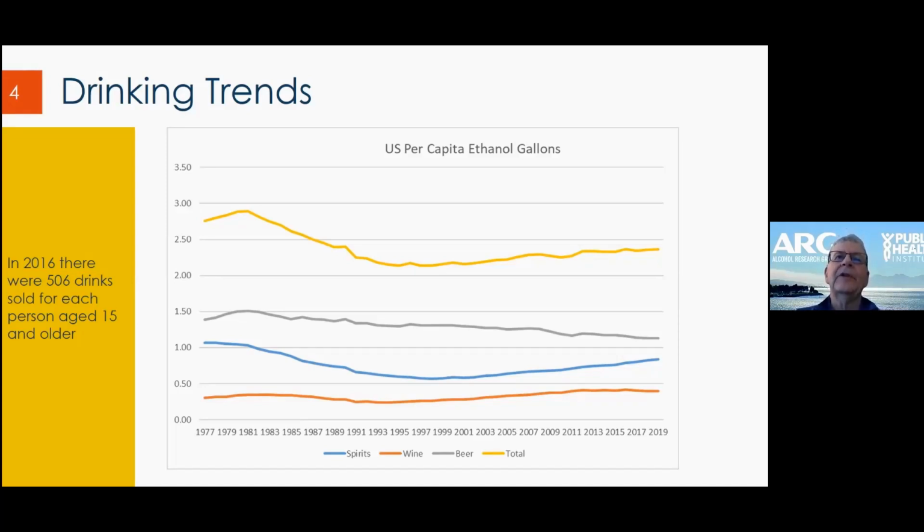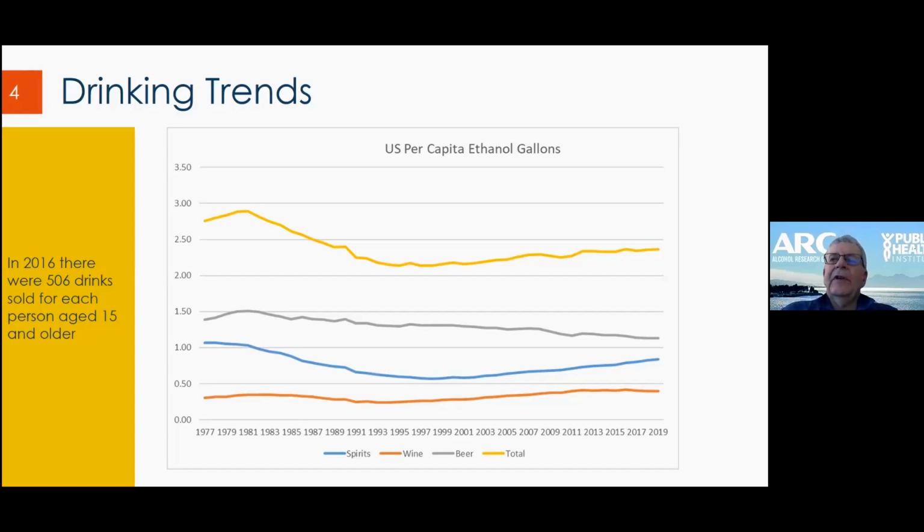Again, this is the per capita consumption. So this is the amount of consumption averaged across people from age 15 on. The reason it's age 15 is because there is quite a bit of adolescent drinking, and they attribute a considerable consumption to the sales from that age group. You can see that in 2016, there were as many as 506 drinks sold for each person age 15 and older, which is really a remarkable amount when you think of it. It's well over a drink and a half on average per day. So that's a considerable amount.